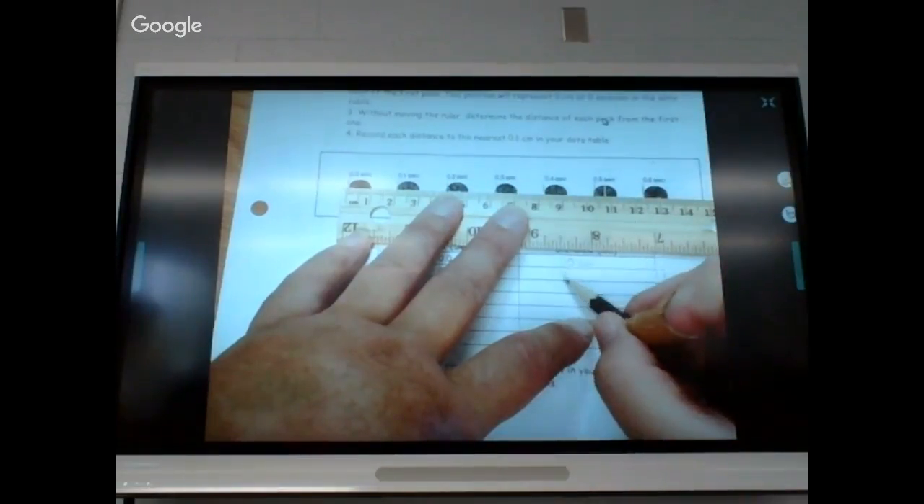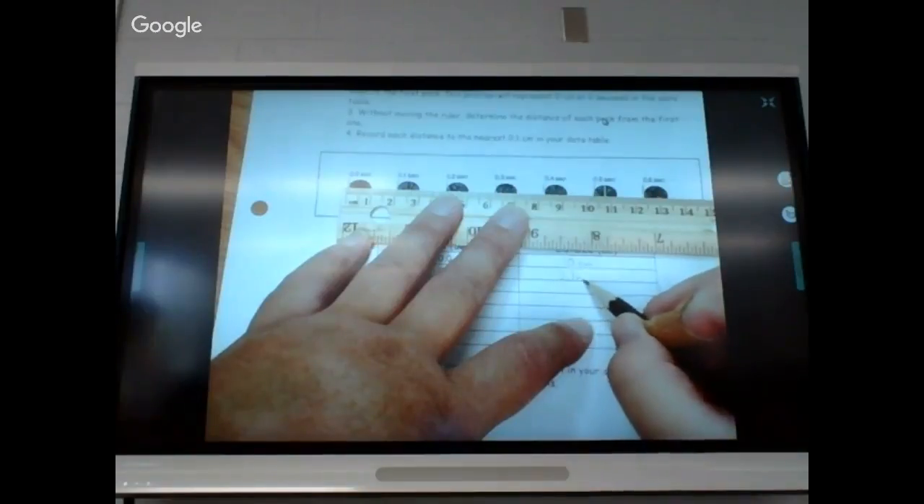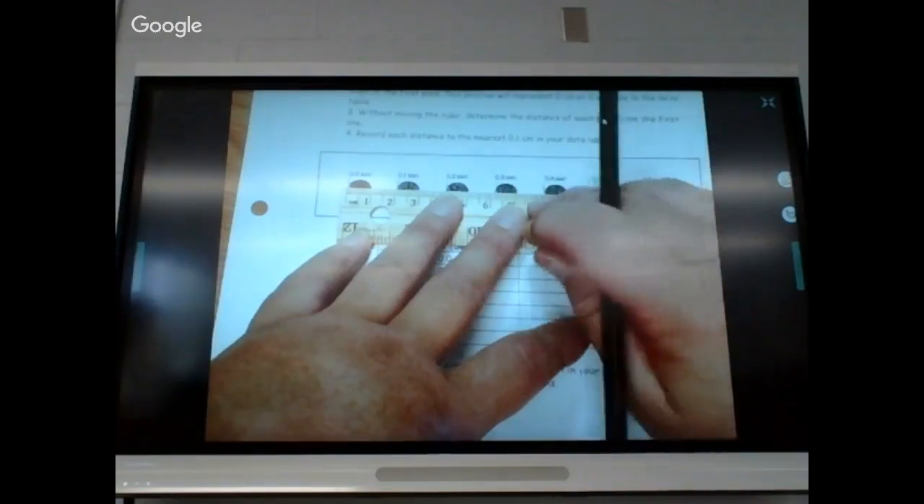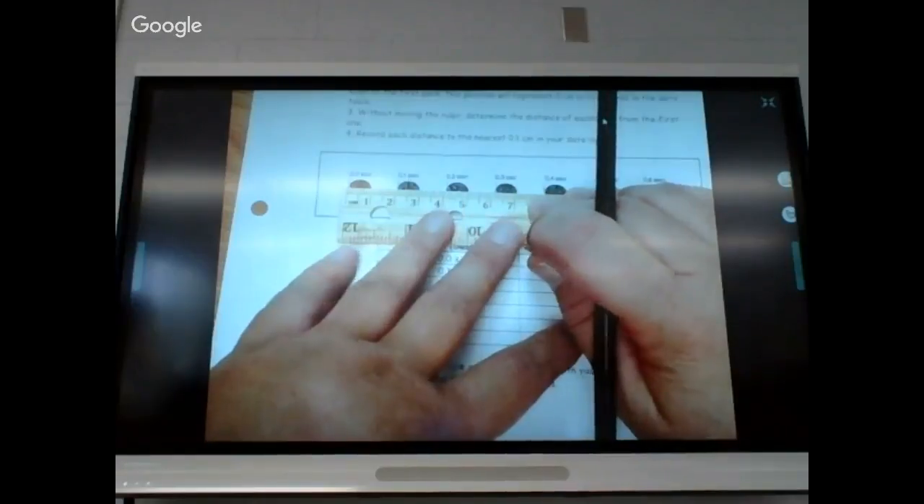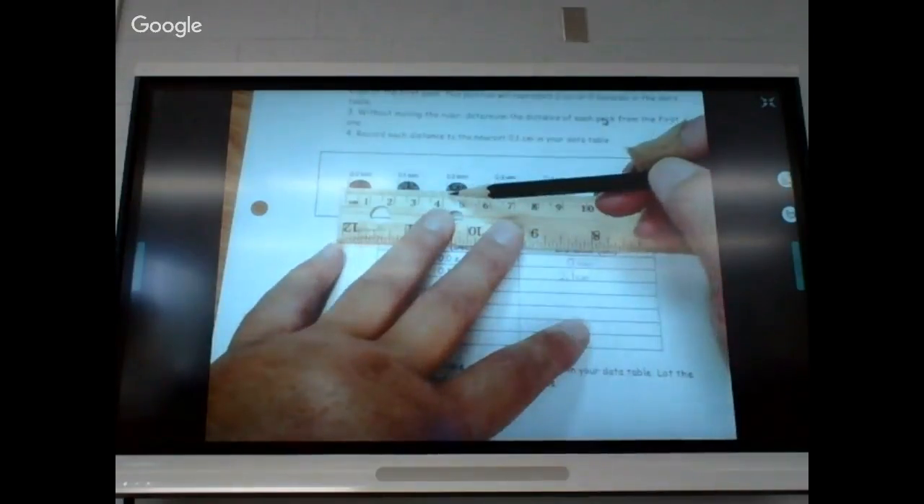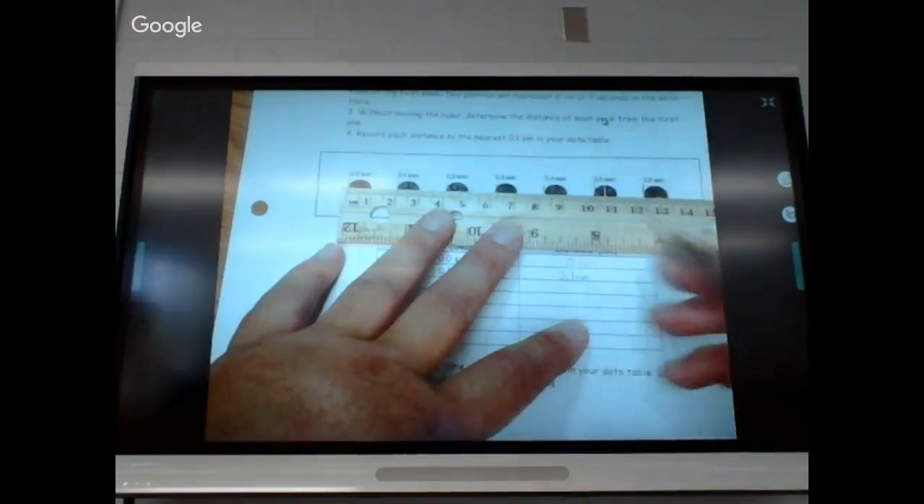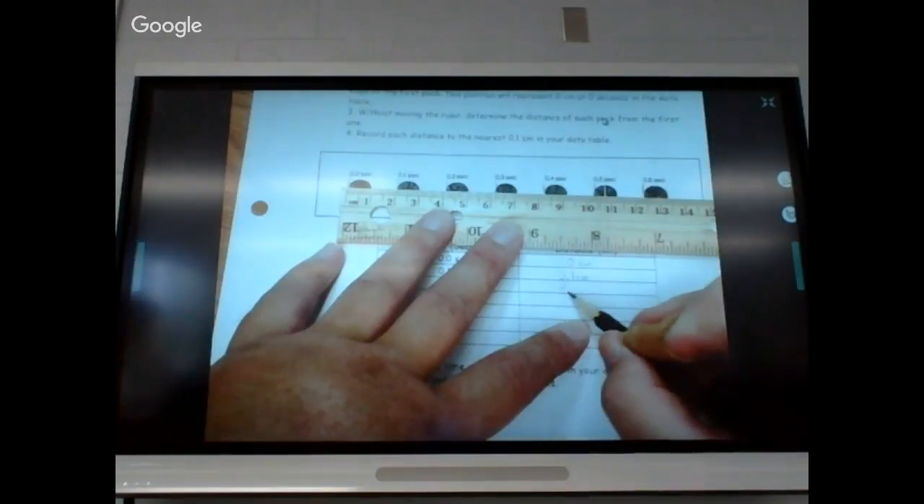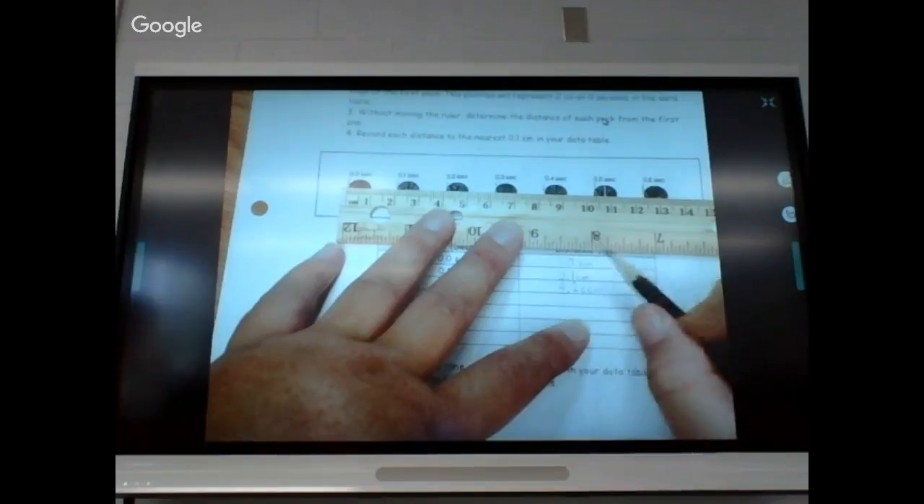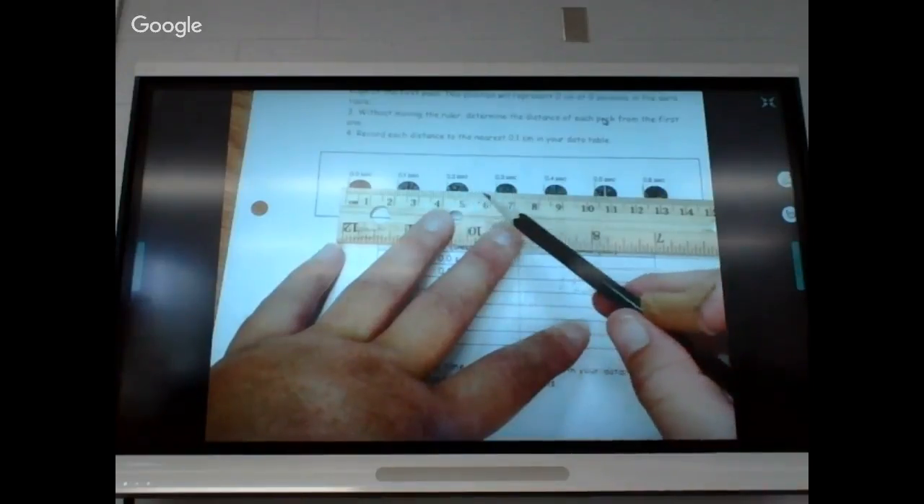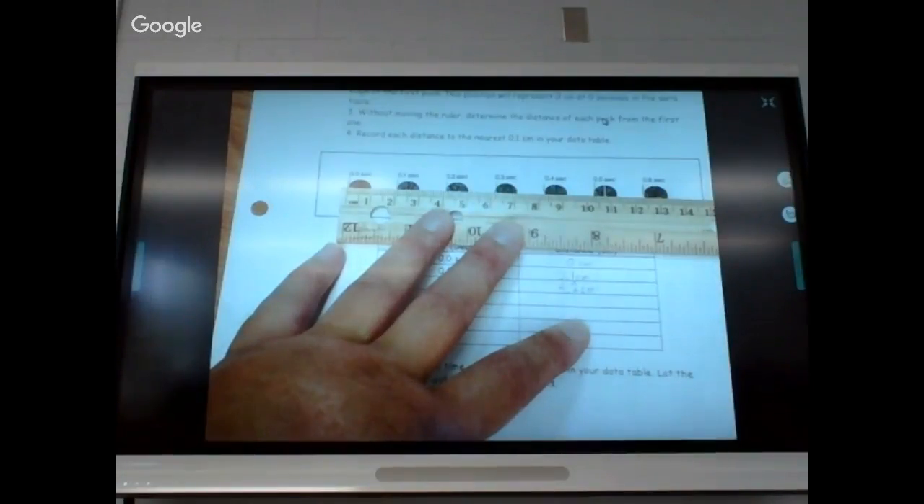Okay. Let's see if I can move my hand without moving the ruler. Okay, right here. Oh, 4.2. You got the idea? Now, did I pick up the ruler as I'm reading along those hockey pucks? No. So you and your partner are going to read the measurements.